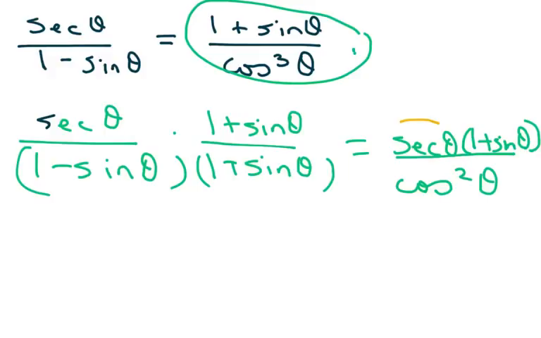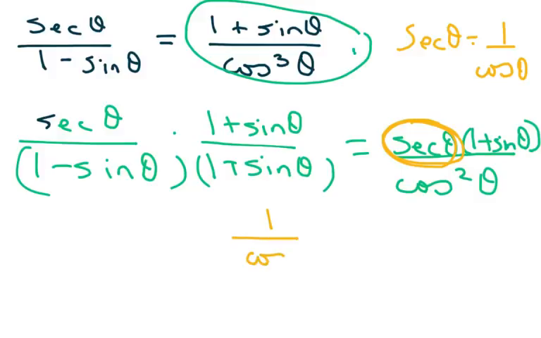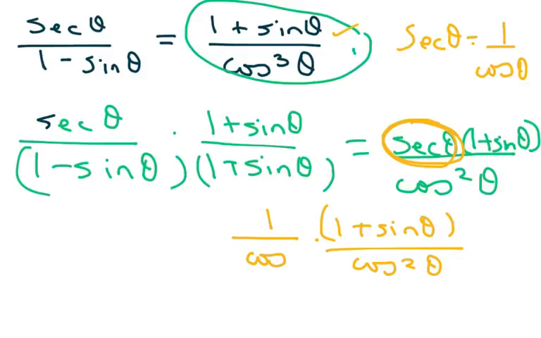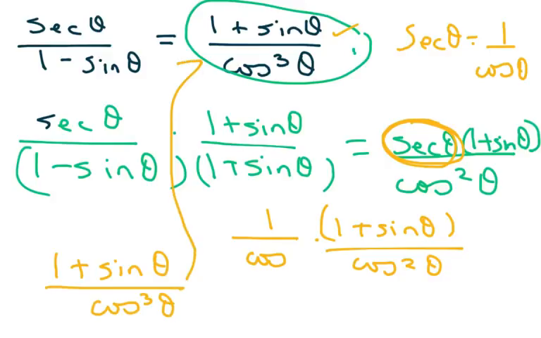I'm going to rewrite this. Remember what we want. So what is secant of theta equal? That's 1 over cosine of theta. So I'm just going to rewrite him as 1 over cosine times 1 plus sine of theta over cosine squared of theta. And what will happen is we get our numerator, which is 1 plus sine of theta over cosine cube of theta, which is exactly what we wanted. So those equal each other. And that's all of this set. The next set is going to be very similar to this set.